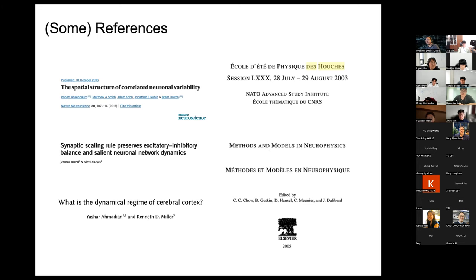And there was a question about, didn't you scale J by the square root of N in your model? Did I answer that? I think so.